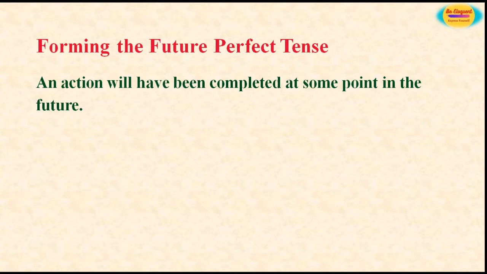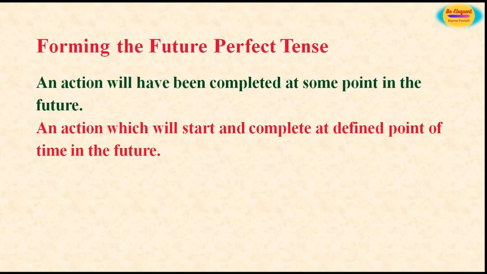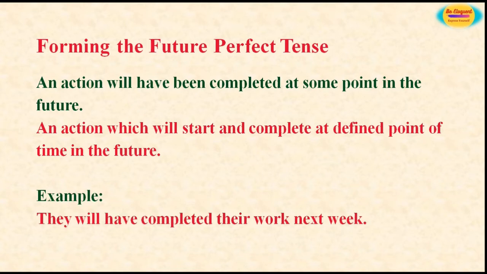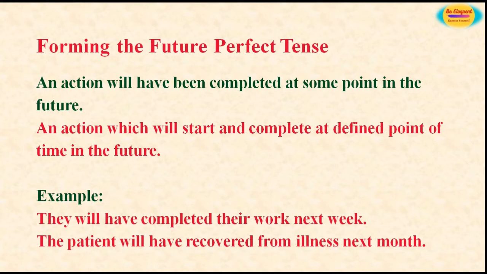Future perfect tense indicates that an action will have been completed at some point in the future. It also denotes an action which will start and complete at a defined point of time in the future. Look at the example. They will have completed their work next week. Another example. The patient will have recovered from illness next month.